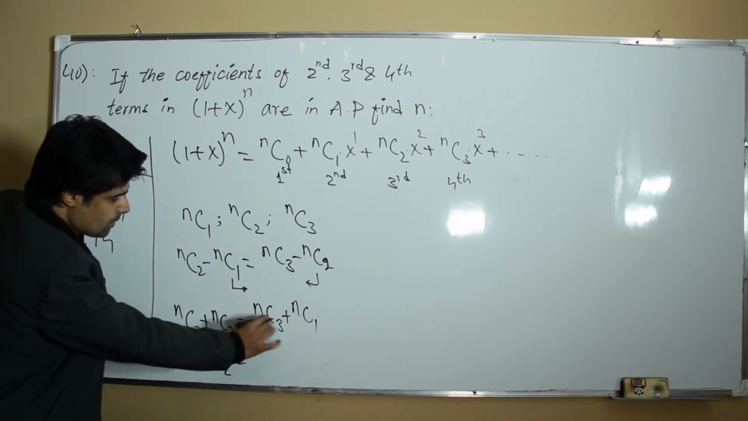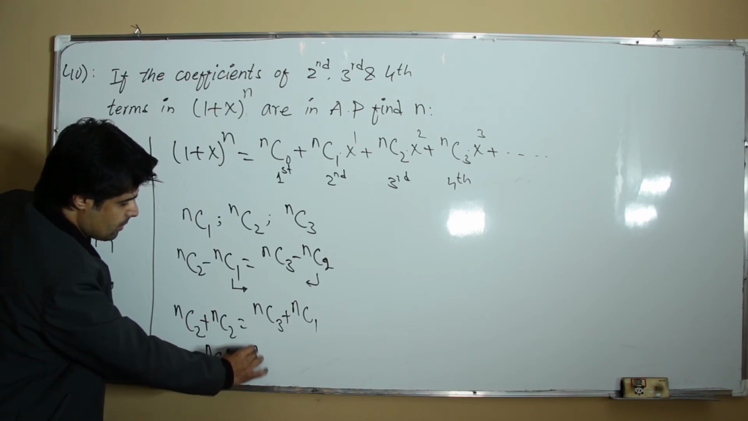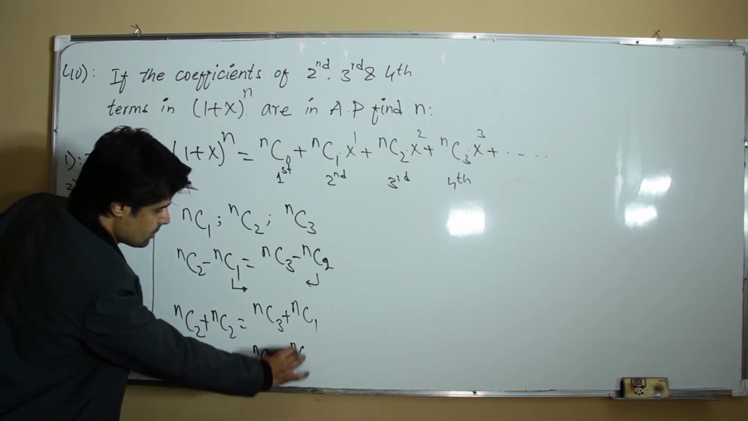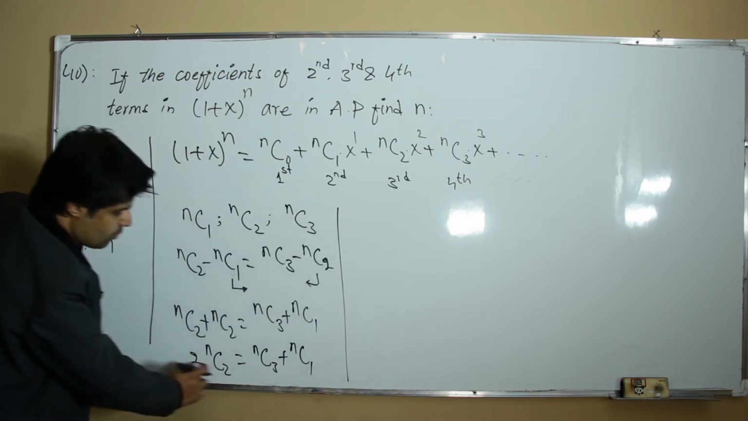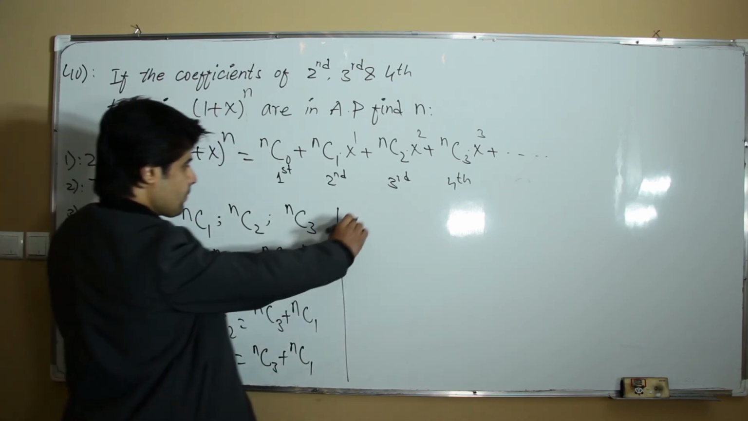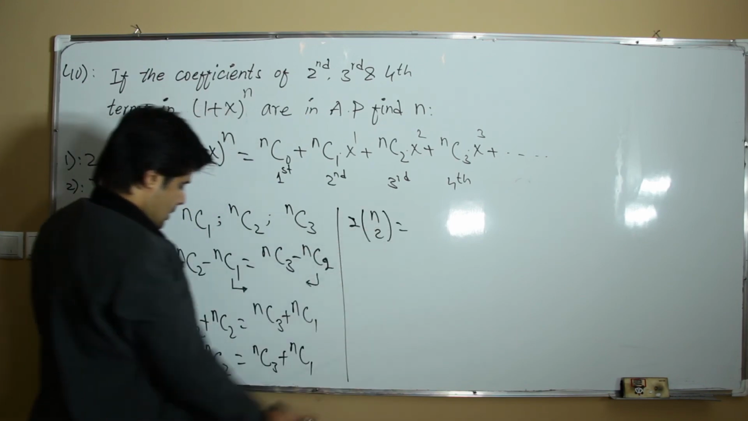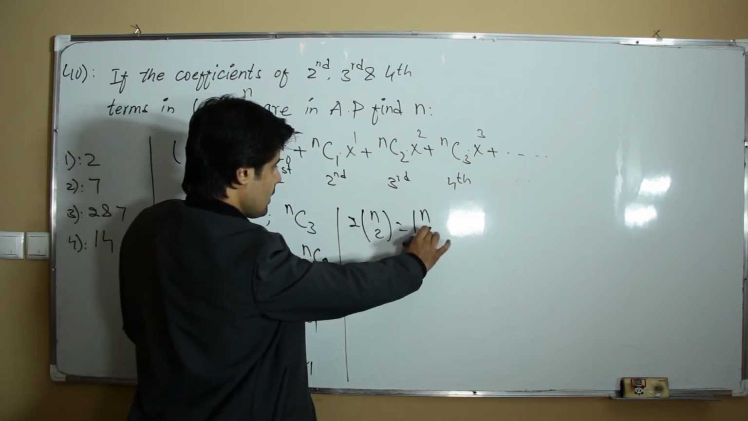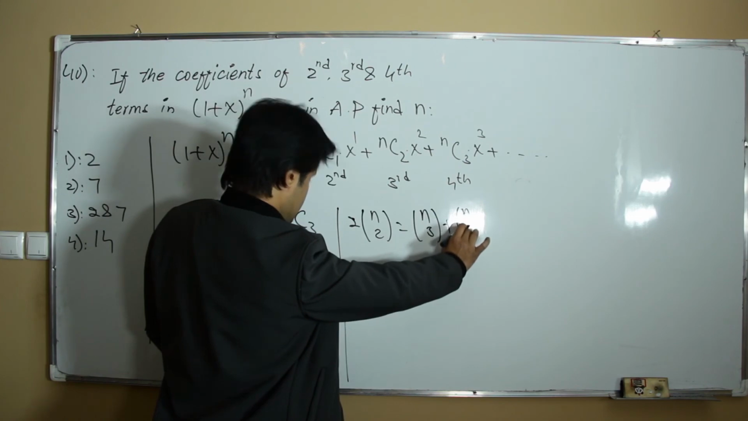2 nC2 and this one nC3 plus nC1. This is the equation of the combination. You have 2, and this one means n choose 2. This one means n choose 3 plus n choose 1.